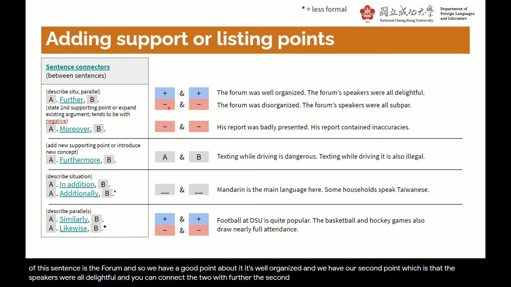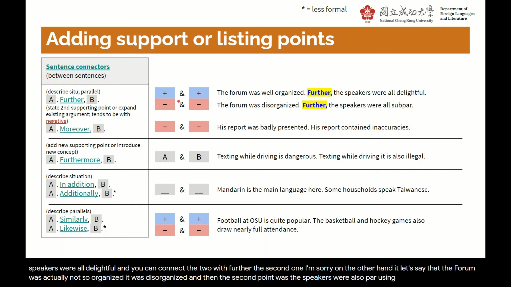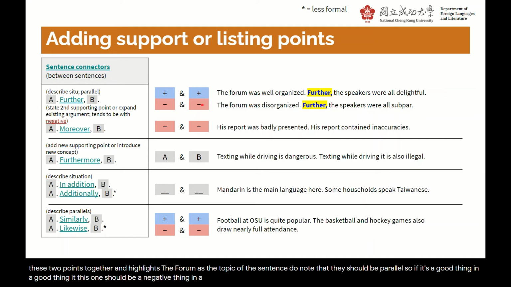The second one, I'm sorry, on the other hand, let's say that the forum was actually not so organized. It was disorganized. And then the second point was the speakers were all subpar. Using further helps connect these two points together and highlights the forum as the topic of the sentence. Do note that they should be parallel, so if it's a good thing and a good thing, this one should be a negative thing and a negative thing.